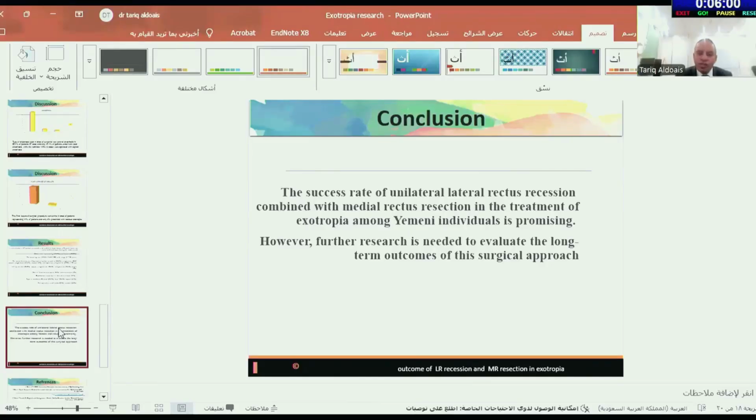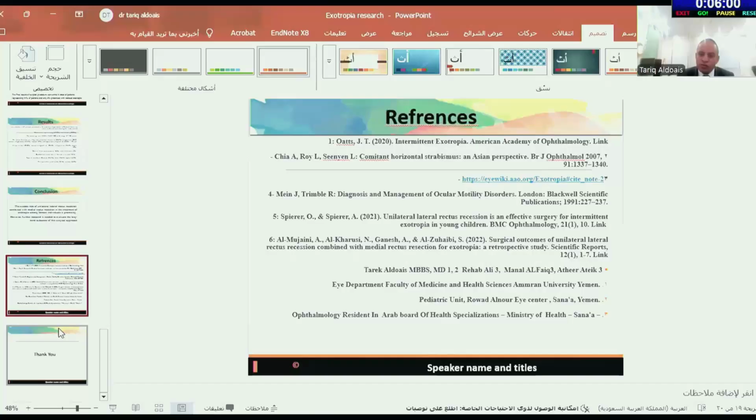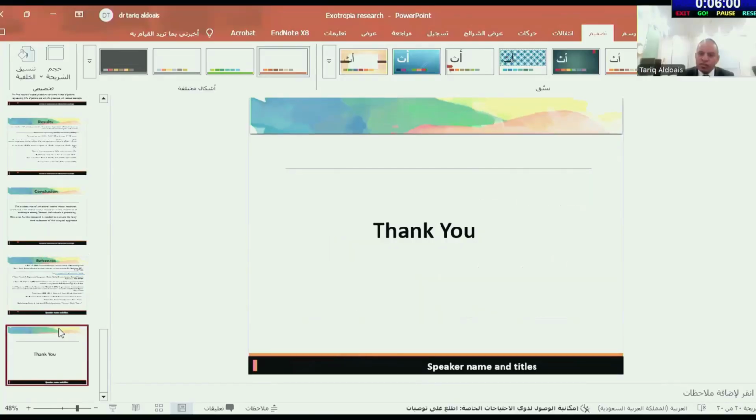My conclusion: the success rate of unilateral lateral rectus recession combined with medial rectus resection in the treatment of exotropia among this population is promising. Further research is needed to evaluate the long-term outcome of the surgical approach. Those are my references. Thank you.